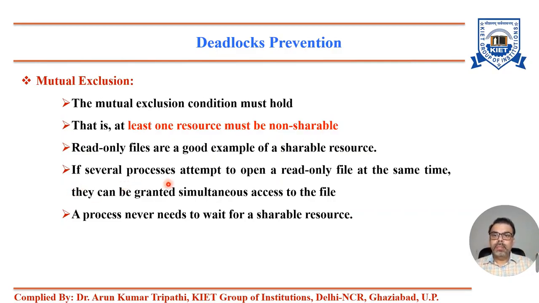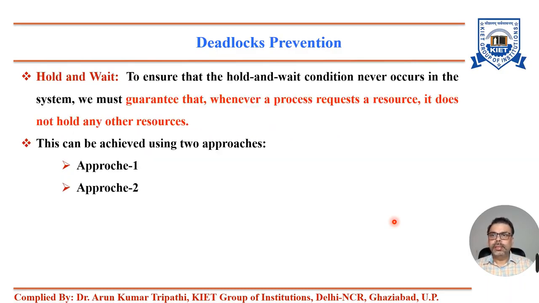If several processes attempt to open a read-only file at the same time, they can be granted simultaneous access to the file. A process never needs to wait for a shareable resource. So by making a resource shareable, we can violate the mutual exclusion condition, and by this we can prevent the deadlock.